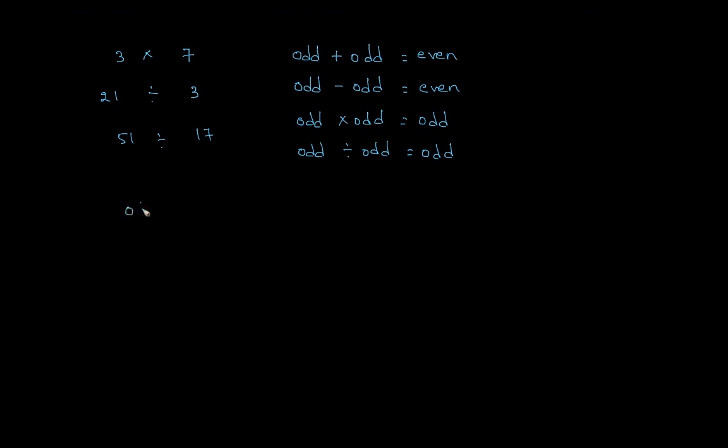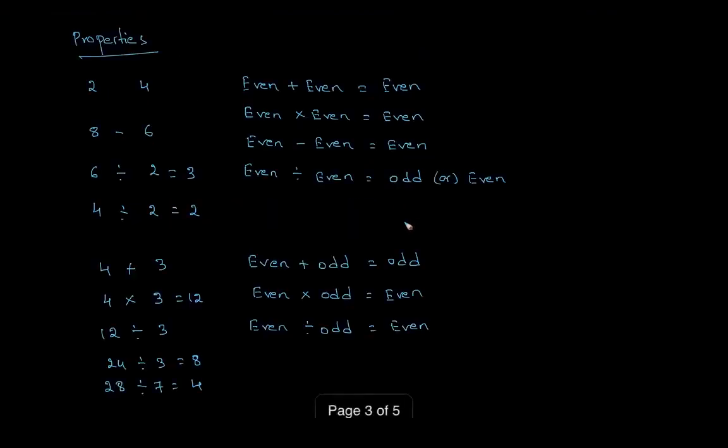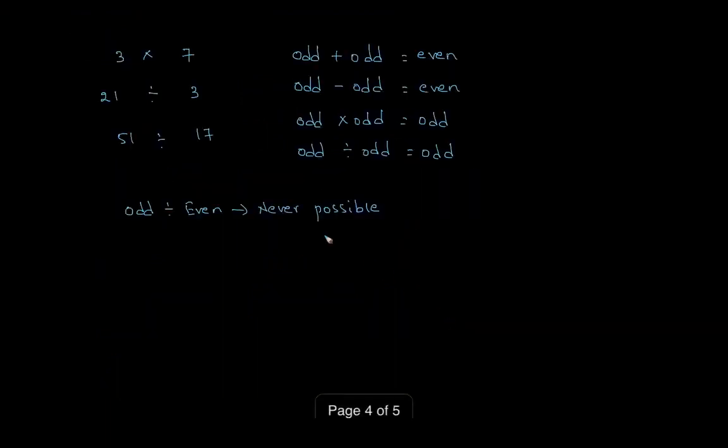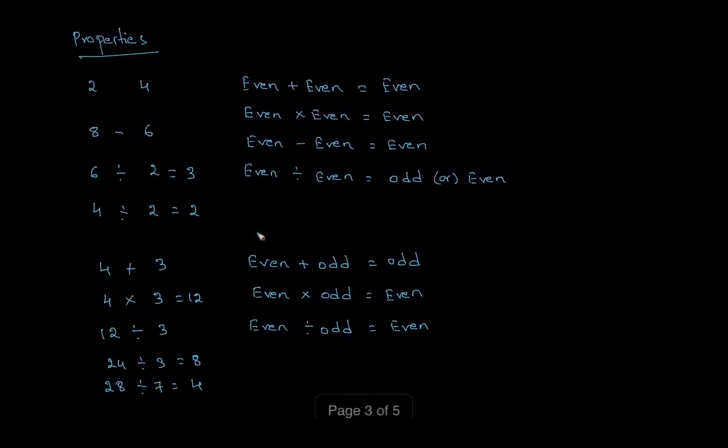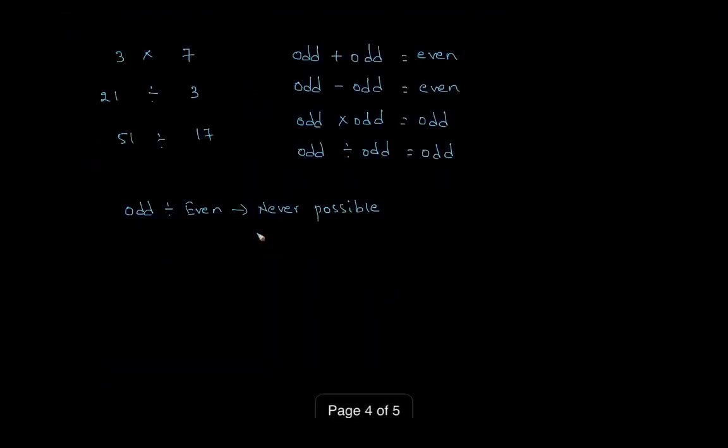And another thing, odd divided by even is never possible, right? Even divided by odd, yes, it's possible. You get the even number, right? But odd divided by even, never possible. These are the properties, very, very useful in simplifications, right? Clear? Right.